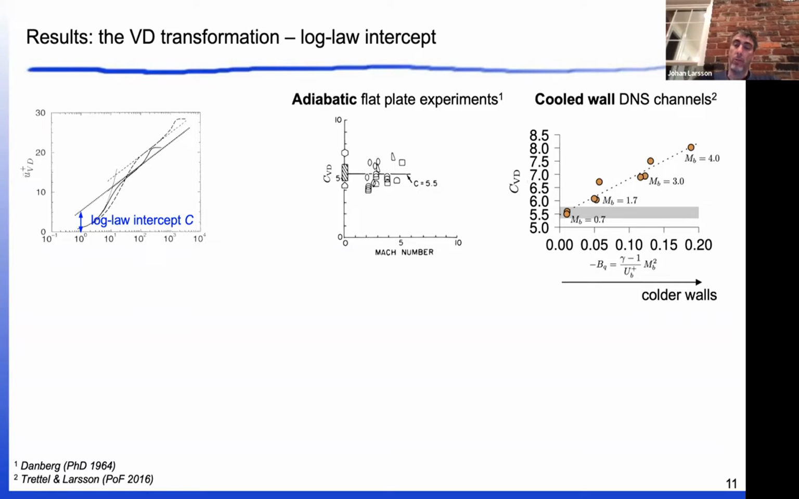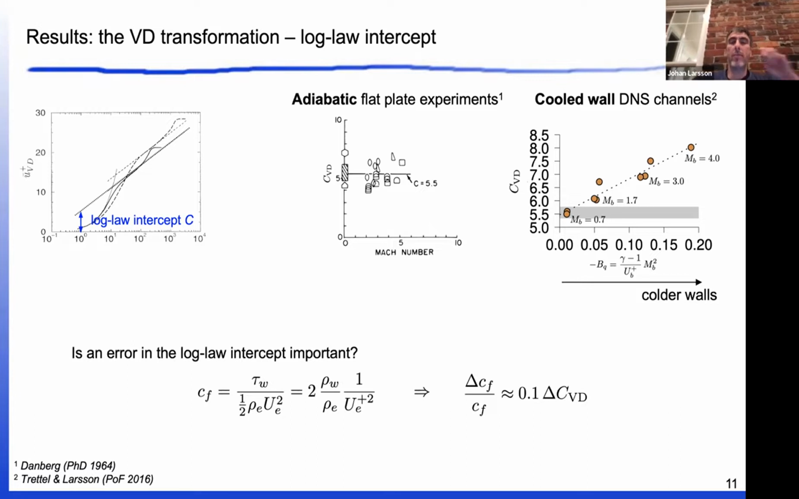Andrew Trettel, my master student, ran DNS, so simulations of compressible channel flows. Compressible channel flows are such, I'll talk about it a little later, that the higher the Mach number, the stronger the cooling at the wall necessarily. As he went to higher and higher Mach numbers, or more importantly, to colder and colder walls, you have this consistent shift in the log law intercept. The velocity profile is shifting up, up, up.